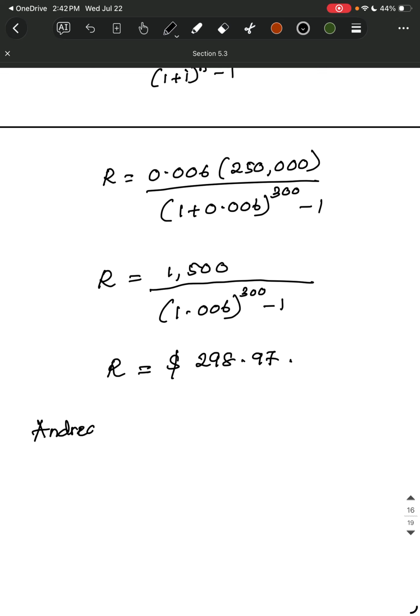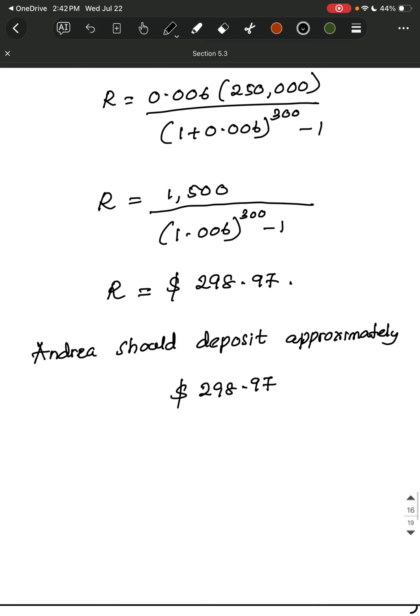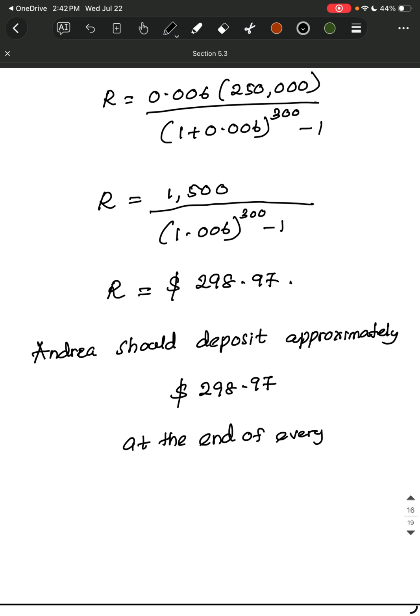Andrea should deposit approximately $298.97 at the end of every month to achieve her goal, $250,000 in her retirement after 25 years.